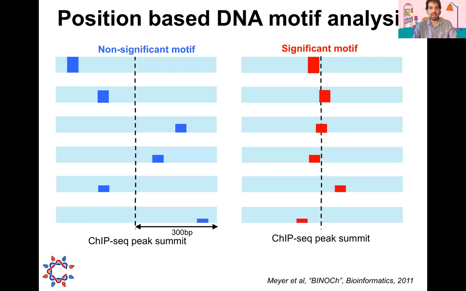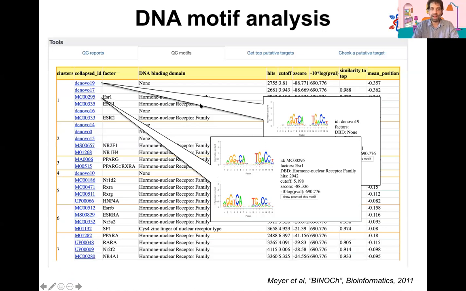We do some DNA motif analysis. This motif analysis is based on the location of the motif relative to the peak summit. What we're looking for are significant motifs located close to the center, near the summit, rather than uniformly distributed across the region. We provide these reports on the web page, where we group the TFs with similar motifs together. If you click on these links here, they show the actual motif.